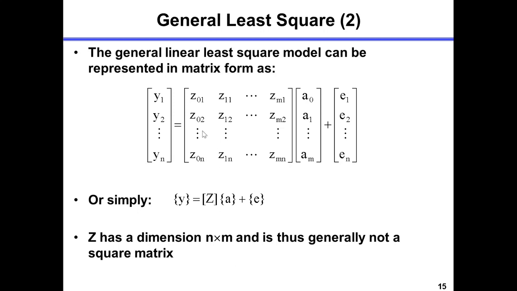This z matrix is n by m. When you look at the size, it has n rows and m columns. So we would say that it's not a square matrix. The number of parameters that we want to find out is m, but the number of equations that we have is n. In fact, we can say that n is equal to m plus 1. Okay, so let's go further.